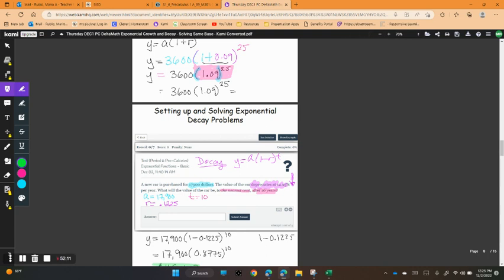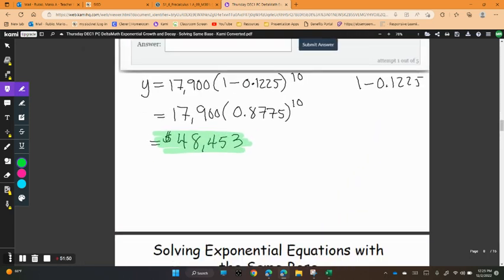3,600 times 1.09 raised to the 25th power. You should get something like 31,043 times 0.09. Okay. If you don't get these when you put this equation into the calculator, you're typing it into the calculator wrong. So please practice with that.